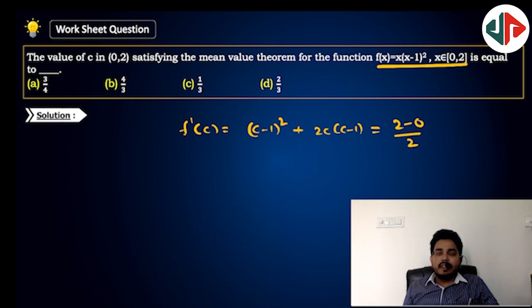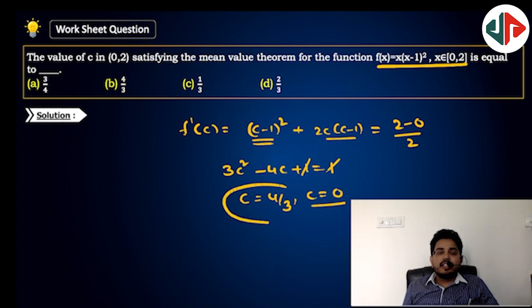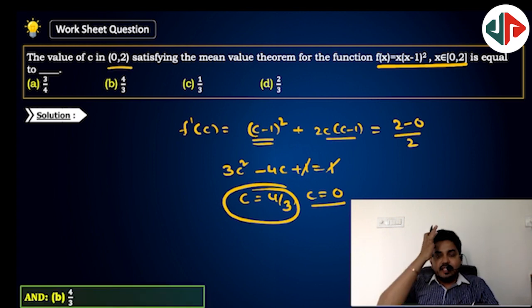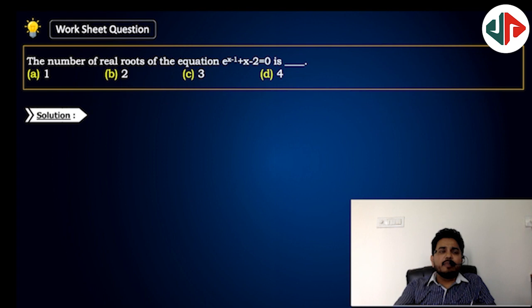So this value c square plus 2c square, 3c square, minus 2c minus 2c, minus 4c plus 1 is equal to 1. So 1 and 1 cancel. c is equal to 4 by 3 or c is equal to 0. Okay. So what is the answer? You are going to the open interval 0 to 2, so I need the answer as 4 by 3. Hope you are understanding. Very simple. Only one basic property we are using.